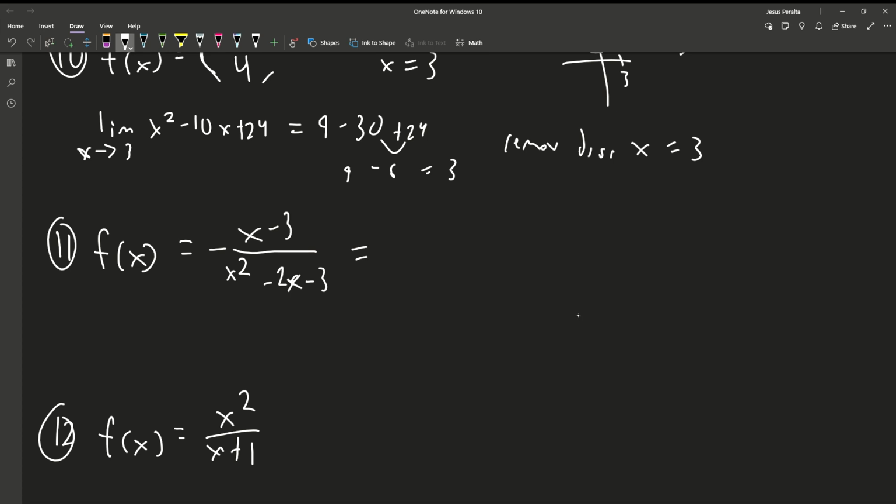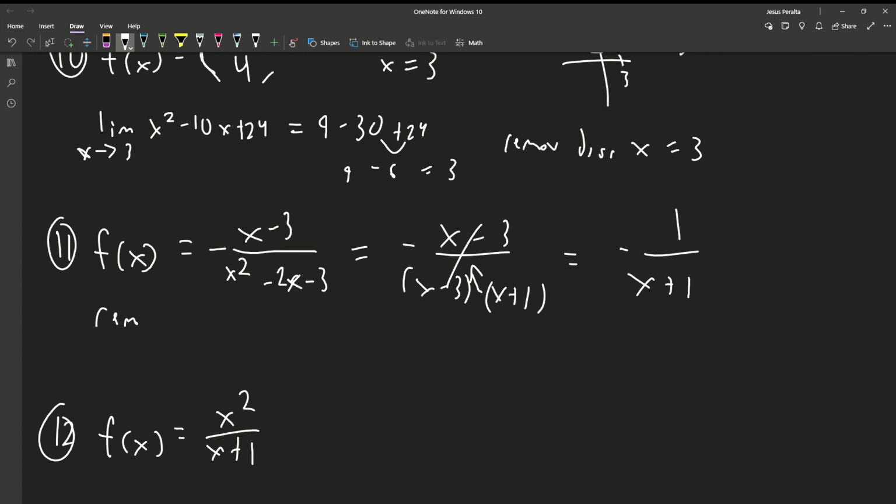We can factor this, so it would be negative x minus 3 over x minus 3 times x plus 1. Cancel those out. Negative 1 over x plus 1. And then this right here is a hole, which is the same thing as removable discontinuity, if I'm not wrong. Yeah. So there's a removable discontinuity at x equals 3. x minus 3 is equal to 0, plus 3 on both sides, x equals 3. And then this bottom equation would be 0 when x is negative 1, because negative 1 plus 1 equals 0, and you can't have that.